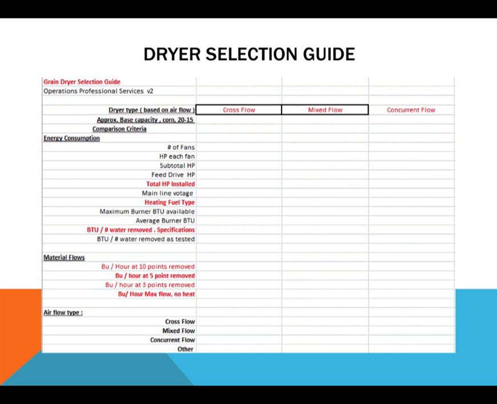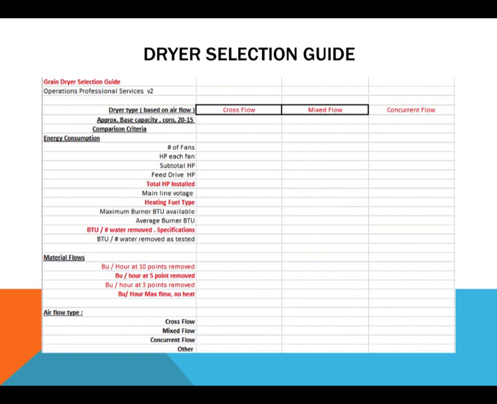This is a dryer selection guide. I know my time is getting close. This is just a guide that I put together. I'd be willing to share with anybody, but it basically takes a look, and what this is looking at actually is three different types of dryer: cross flow, mixed flow, or concurrent flow.